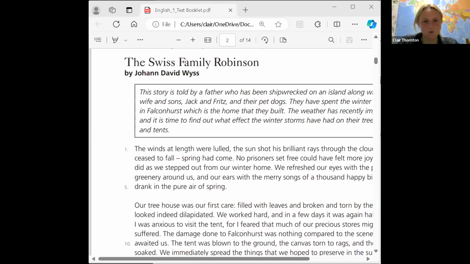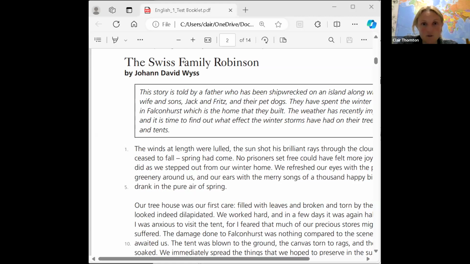Okay, so if we look at question 6, in a few days, it, the treehouse, that's in brackets because it's not part of the text, but it's to explain it, was again habitable. Okay, so we kind of have to know what the word habitable means. It says line 7. Go back to line 7 and let's have a look. Okay, in a few days, it was again habitable. Okay, so what does this actually mean?